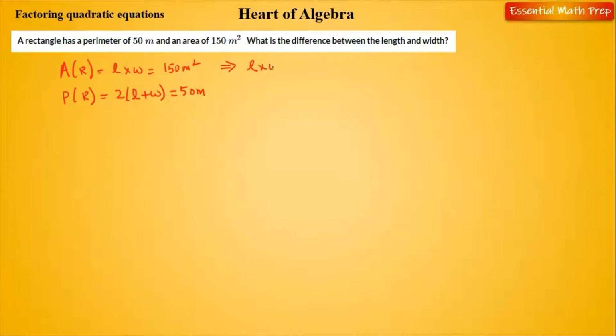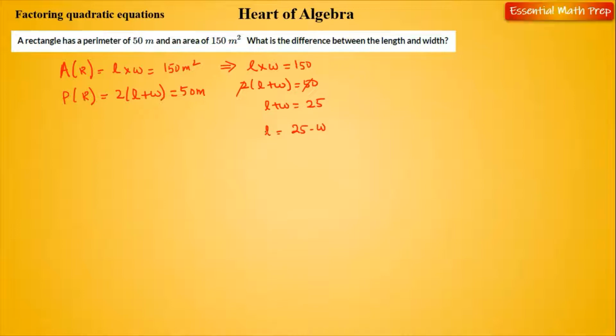That will make the problem a little easier. So length times width equals 150. 2 times length plus width equals 50. We can either solve for L or W. It's totally up to you. I'm just going to solve for L. So that means if you reduce this further, L plus W equals 25. L equals 25 minus W.